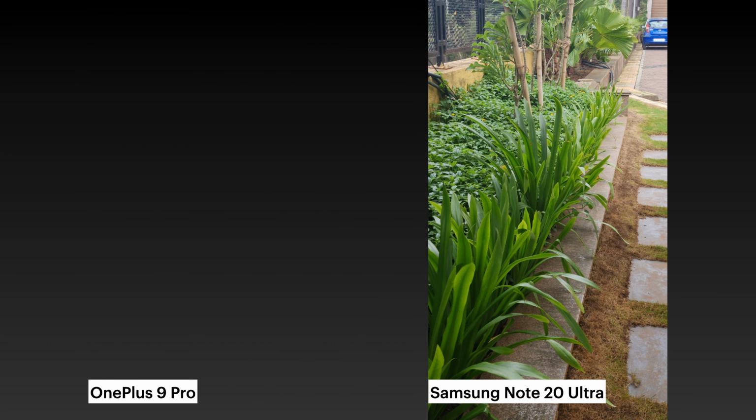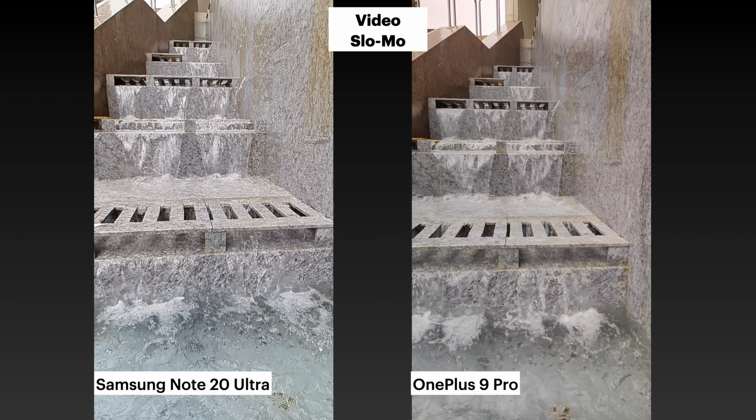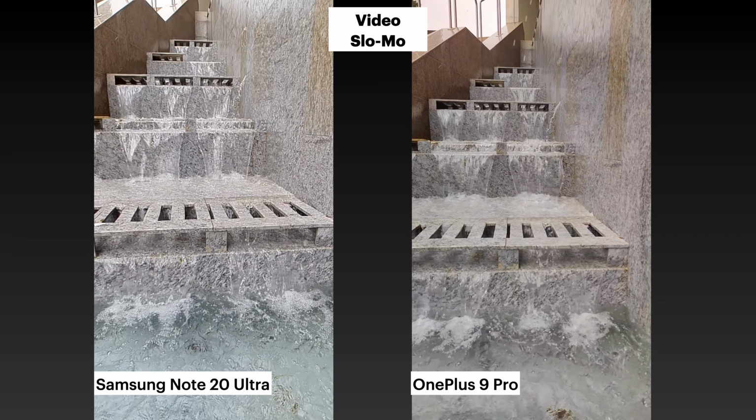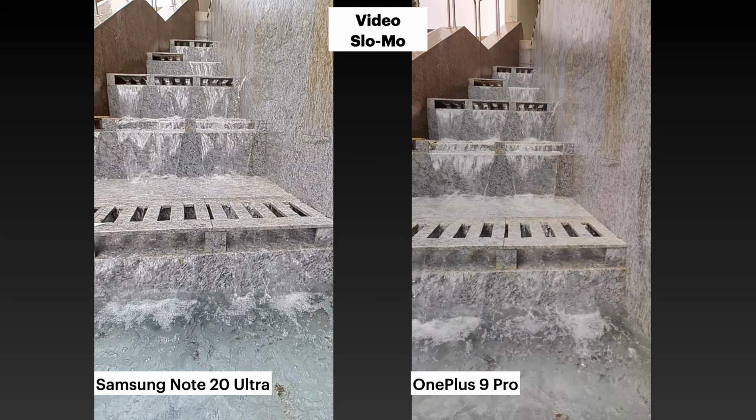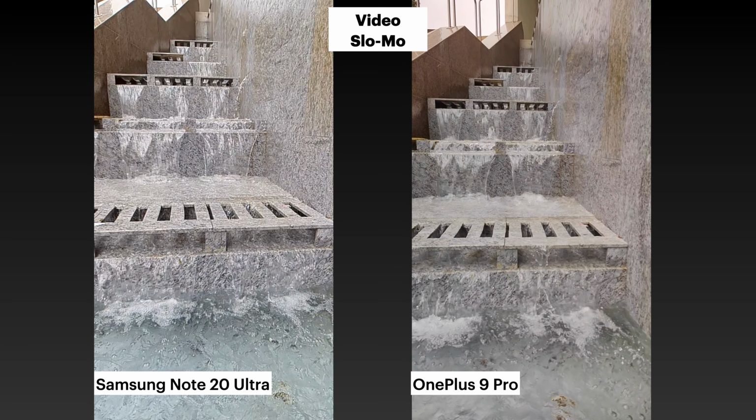Now this one is a slow-mo, and you can slow down the video further and see it. But I think the OnePlus 9 Pro wins here because it can take a really good slow-mo, while the Note 20 Ultra has a higher FPS, so it looks as if it's almost like a photograph and stagnant. So whichever do you prefer? Clarity wise, I think the Samsung has done much better.